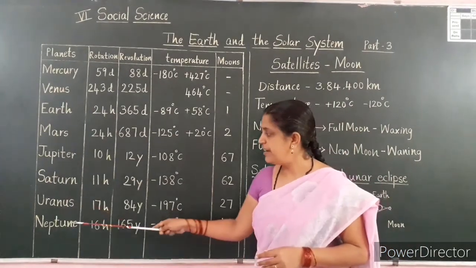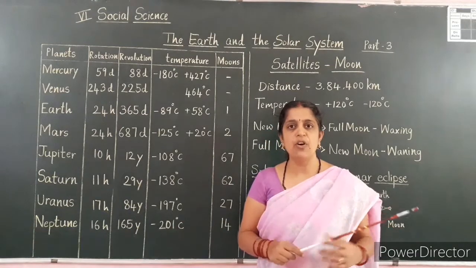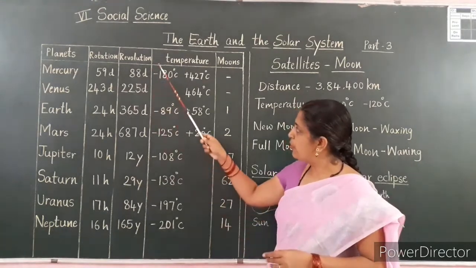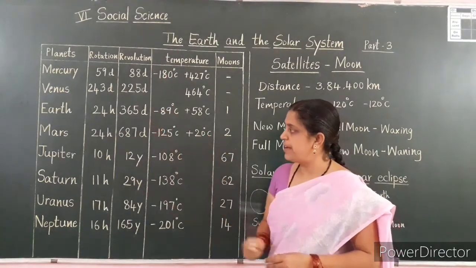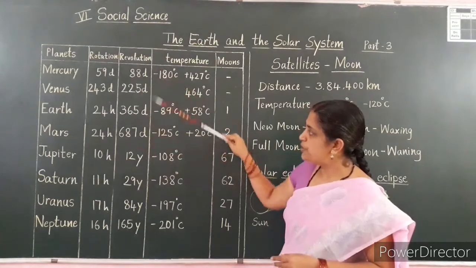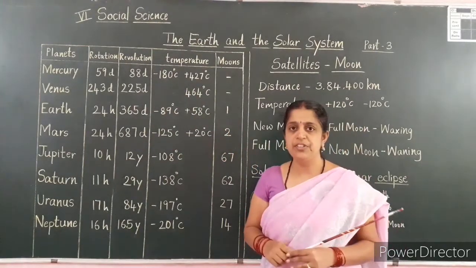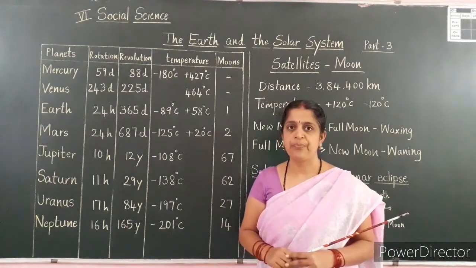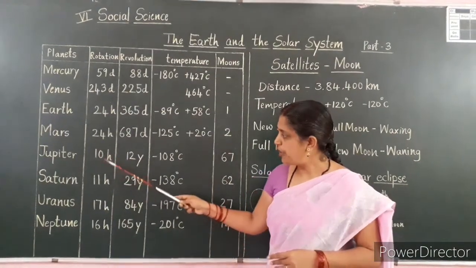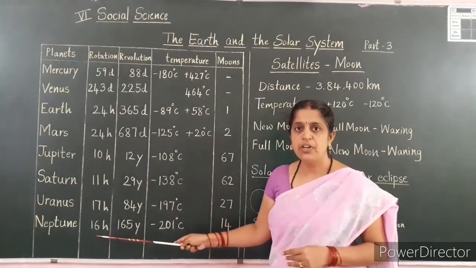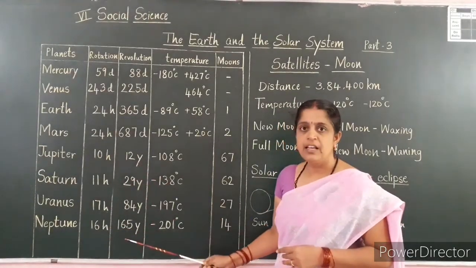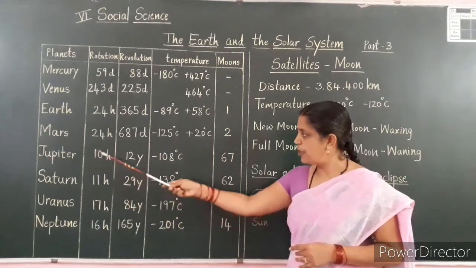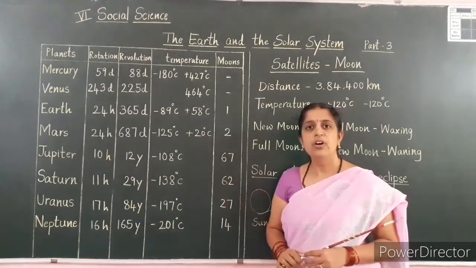So Uranus and Neptune are the same in size. Both are called ice giants. When we look at these planets, the first four inner planets have separate features, and the outer planets have separate features. All outer planets rotate very fast, their revolution is very lengthy, the temperature is in minus degrees, and all these outer planets have a large number of moons.